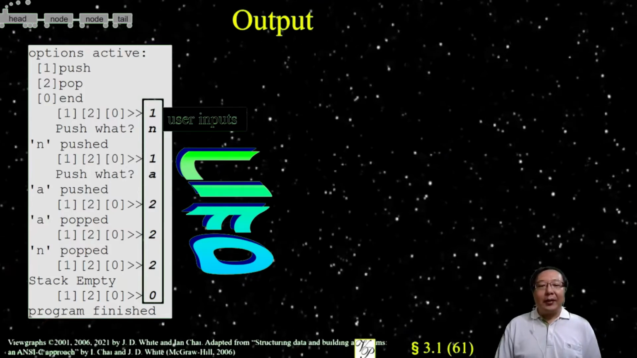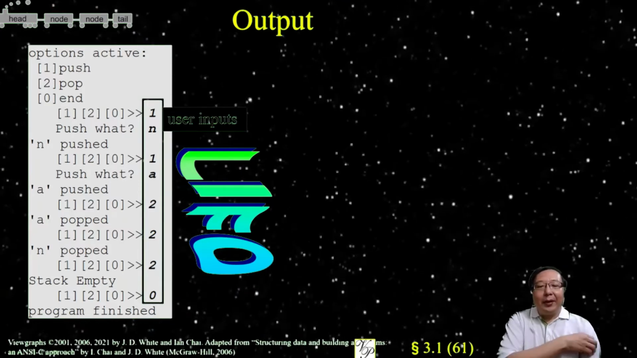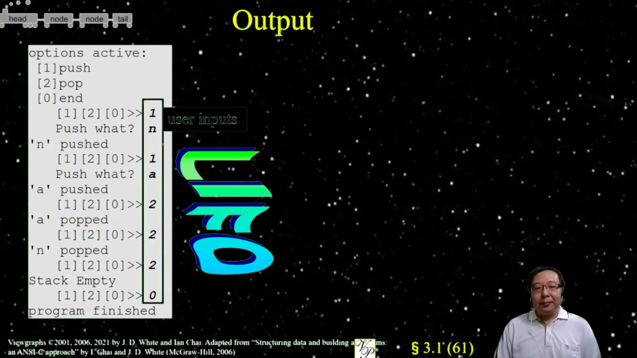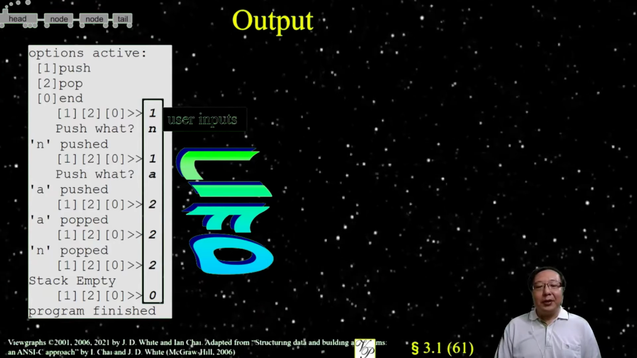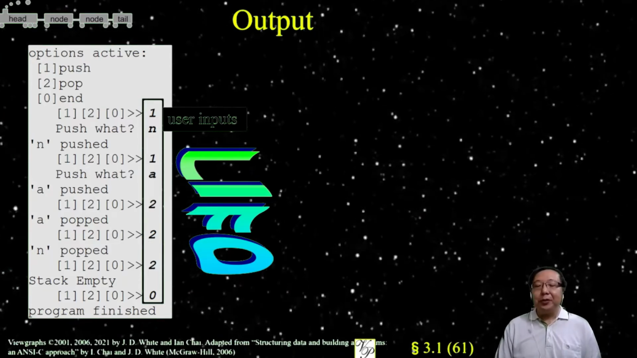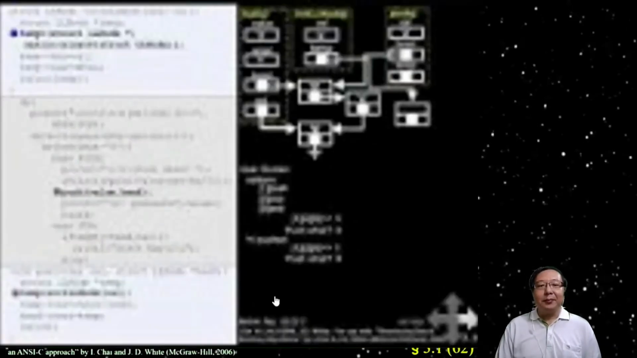So let's look at the VP diagram animation. Again, the animation is based on the old C version of the program, but it's pretty much doing the same thing as the C++ version.